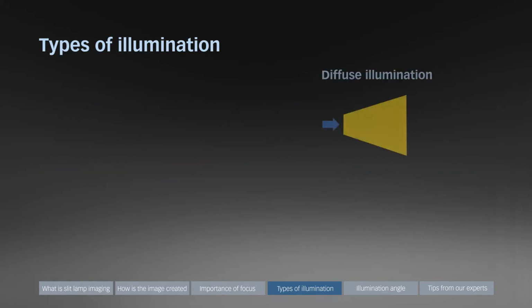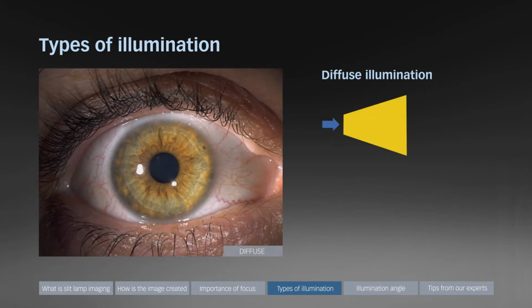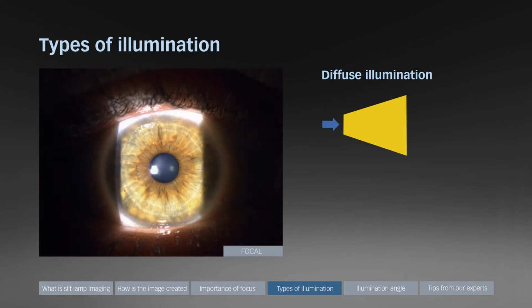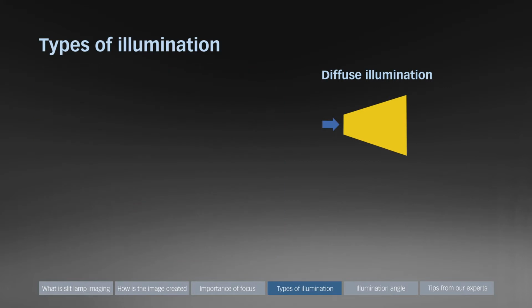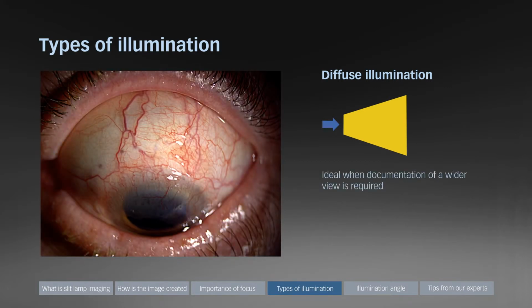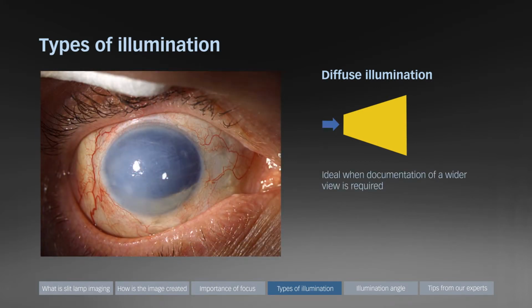Diffuse illumination. Diffuse illumination provides even light distribution. For comparison, the same eye with direct focal illumination, and here the diffuse illuminated version again. Diffuse illumination is ideal when documentation of a wider view is required.